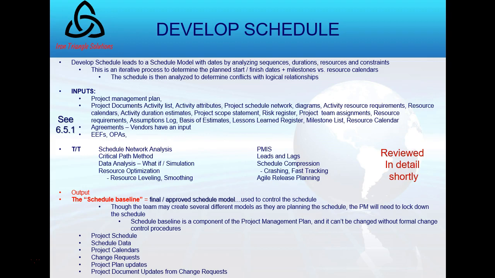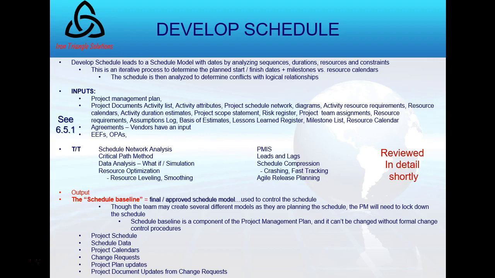My inputs are the same: the plan, the documents. Look at my documents. They are many. But think about all the inputs and outputs we've had so far. Activity lists, attributes, the network diagram. Remember, that was a diagram of the relationships. Activity resource requirements, calendars that I need to apply to this, assumptions, basis of estimates, lessons learned. It goes on and on. EEFs and OPAs. Tools and techniques I will review in the next few slides.